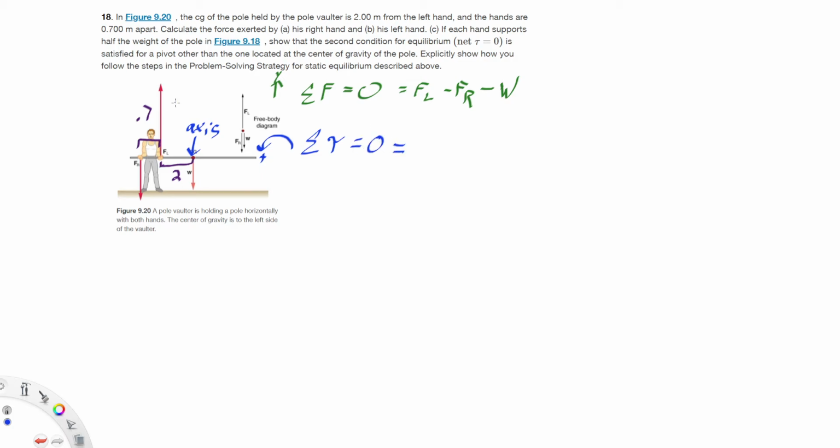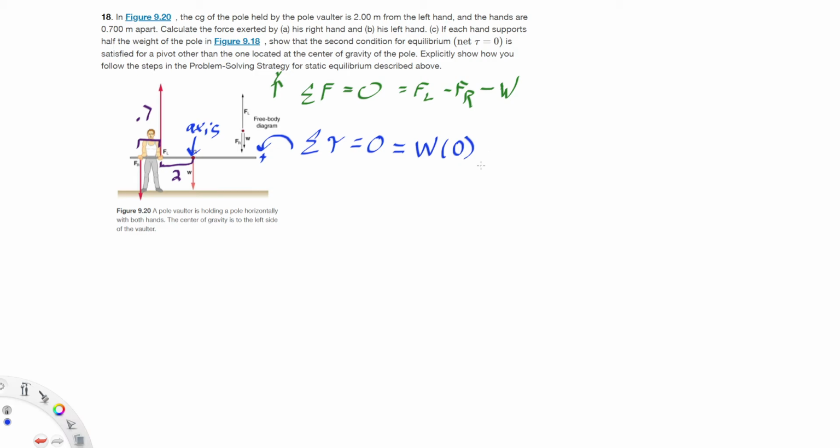And the torques that we have here, is weight also always at the center of gravity? Yes. So the weight is at a distance of 0 from the axis of rotation, so it doesn't actually produce any torque.